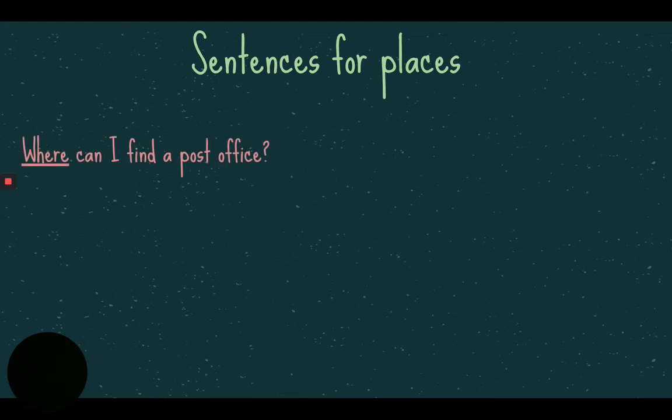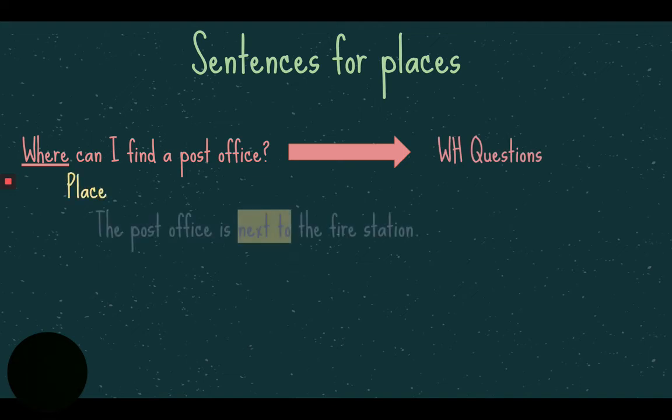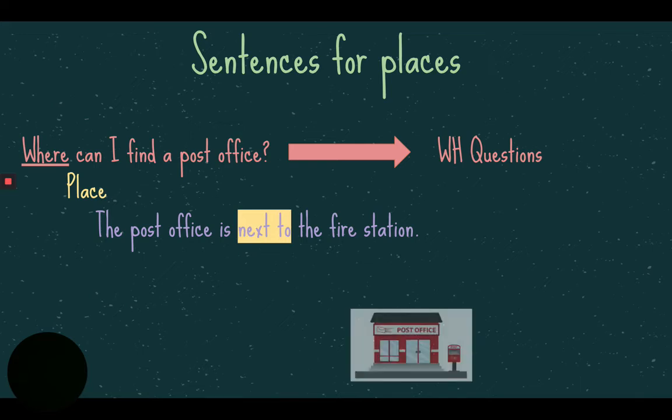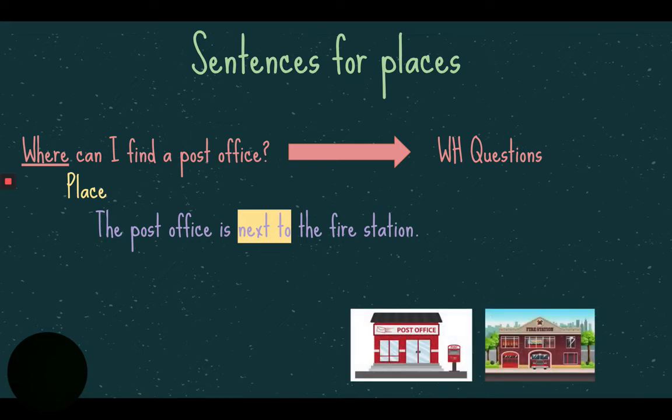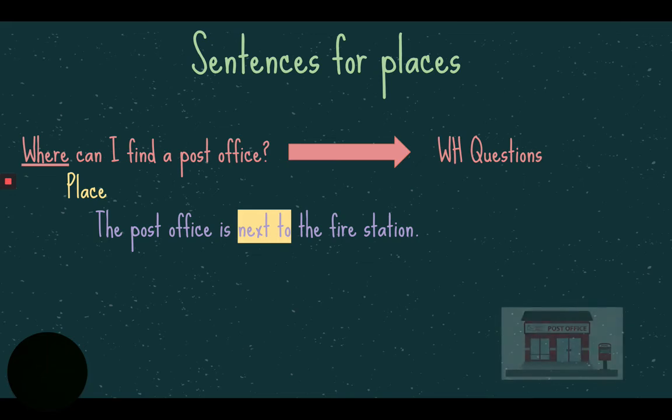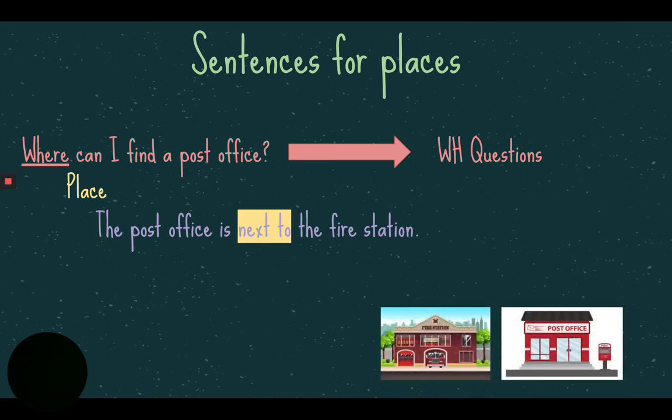Now, let's go back to where can I find a post office? Again, question for a place. Your answer can be, the post office is next to the fire station. See, here we have a post office next to a fire station. But when we use next to, it can actually also mean the other way around. So it can have two correct answers.